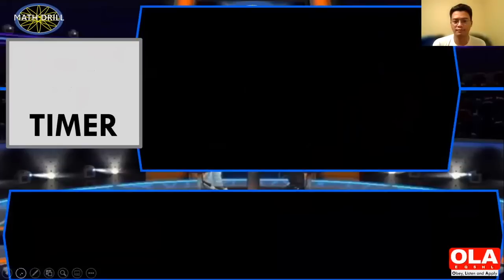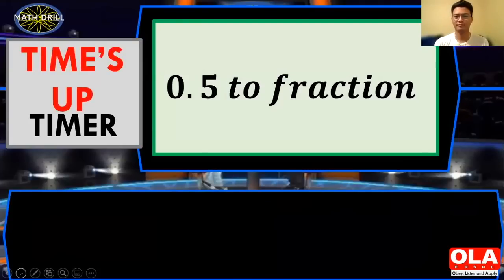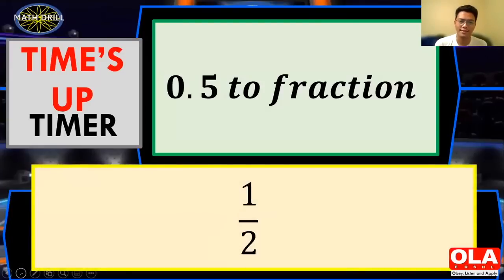Convert 0.5 to fraction. Okay, 0.5 to fraction is 1/2. So if you want to change 0.5 into a fraction form, what you can do is to read this correctly. This is 5/10. So you'll have your 5/10. But you can simplify this one by dividing it by its GCF. 5 divided by 5 is 1, and 10 divided by 5 is 2. That's why we got an answer of 1/2.